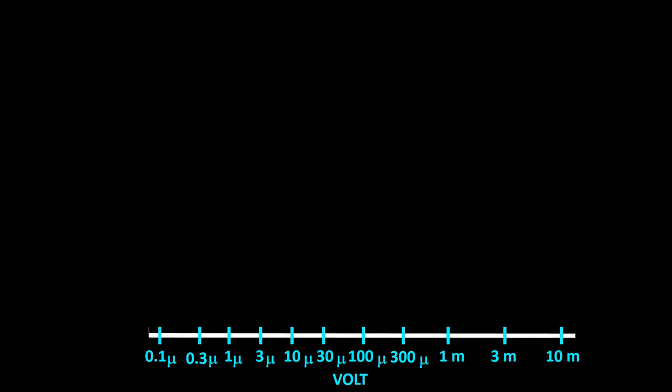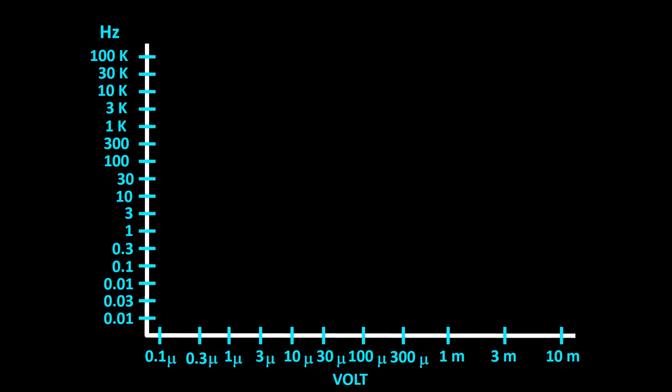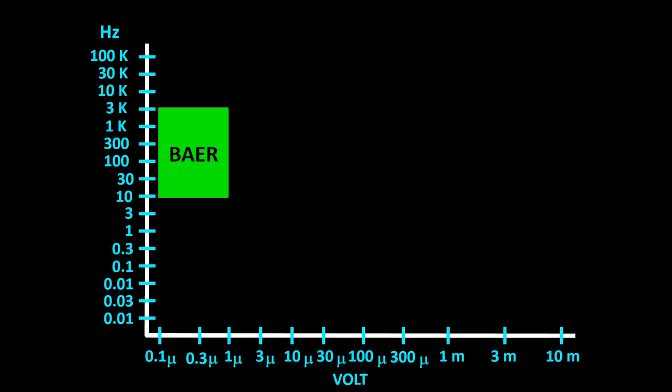The horizontal line in this frame represents volts. The vertical line, frequency in hertz. The desired activity to be captured during brain auditory evoked responses study is from 10 Hz to 3 kHz. This is represented in this frame.